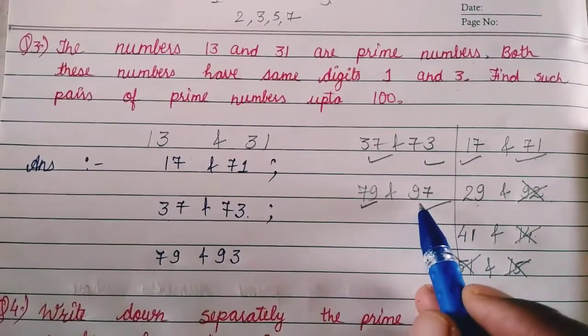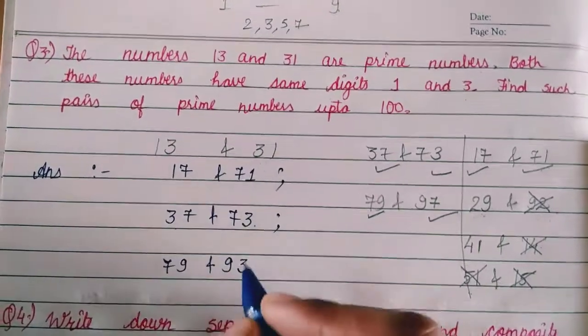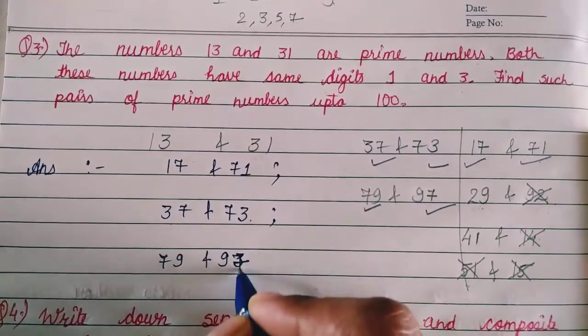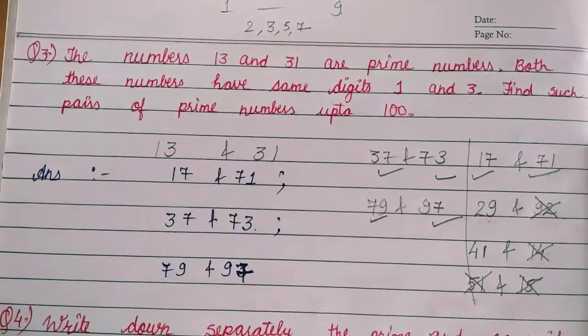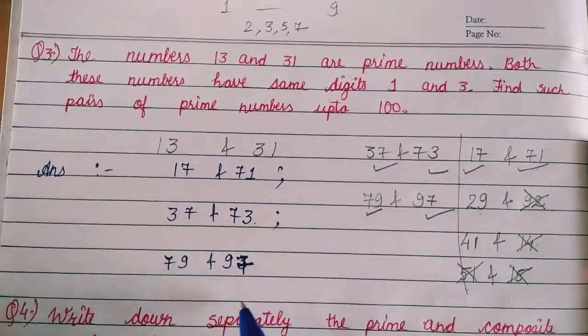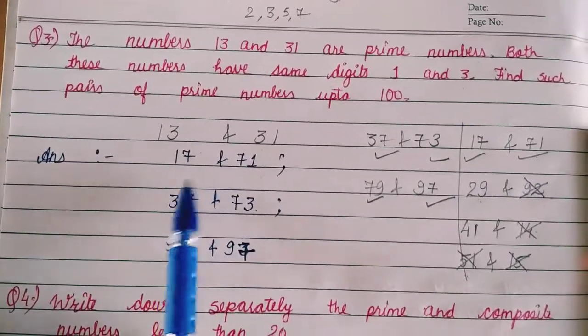Now we have reached 97. We have reached till 97. So after 3 steps we have 100. So only these 3 pairs we have, which contain the same digits in each pair.